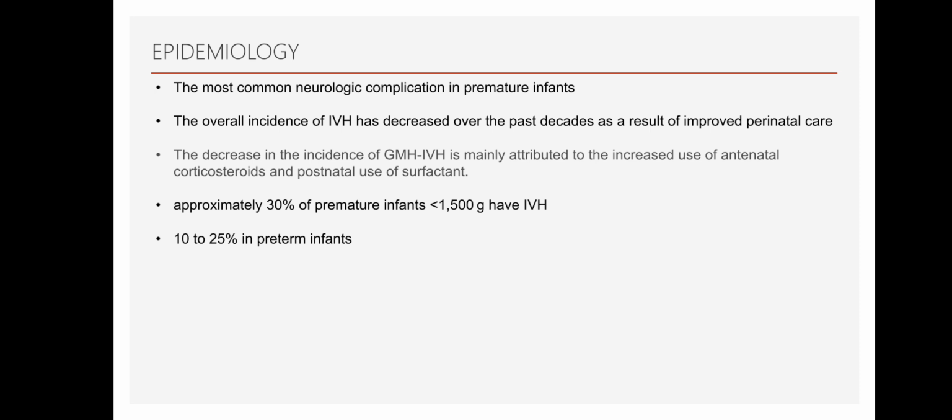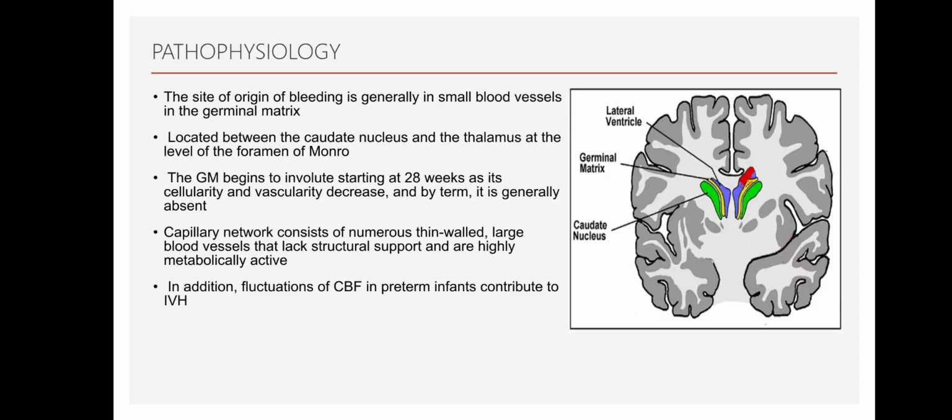The overall incidence of intraventricular hemorrhage in premature infants is between 10 to 25%. If we talk about the pathophysiology of the intraventricular hemorrhages, if you look at this picture, the yellow zone is indicative of the germinal matrix. And what is the germinal matrix? So the germinal matrix is actually a capillary network, and they are numerous in number, and they are thin walled, and they are large blood vessels, but there is a lack of structural support and integrity.